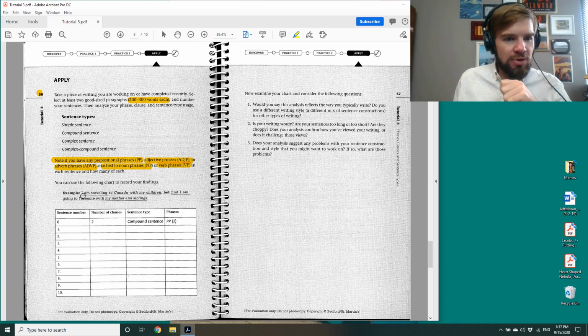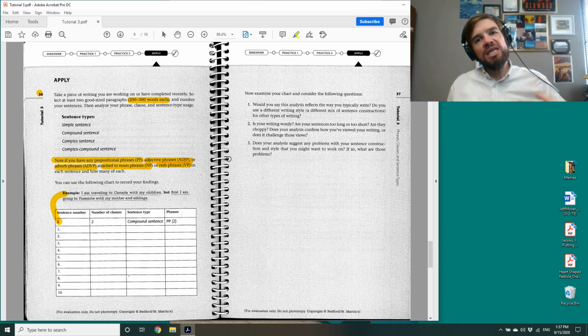So the example they're imagining is this sentence: I'm traveling to Canada with my children, but first I'm going to Yosemite with my mother and my siblings. So here we've imagined that this is sentence number 6, right? This is here. So we're saying how many clauses in this sentence? 2. What type of sentence? It's a compound sentence. And what type of phrases? Well, we've got prepositional phrases. We've got to Canada with my children and to Yosemite with my mother and siblings, right?